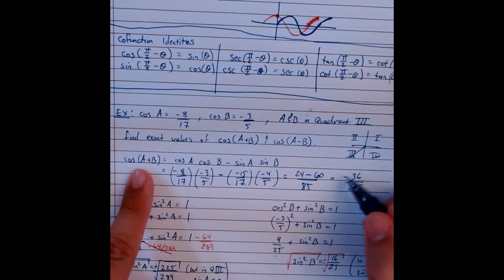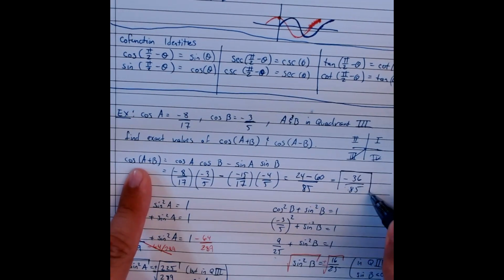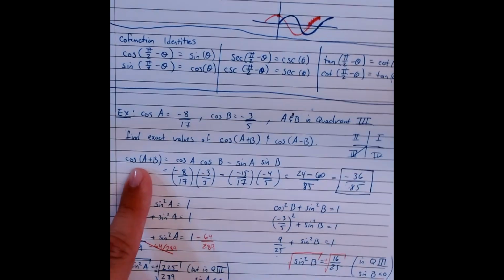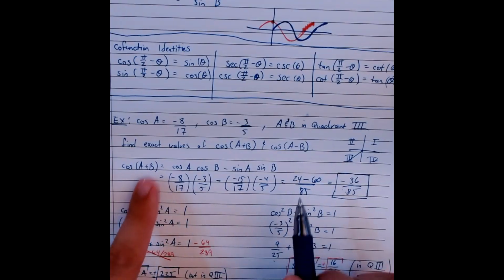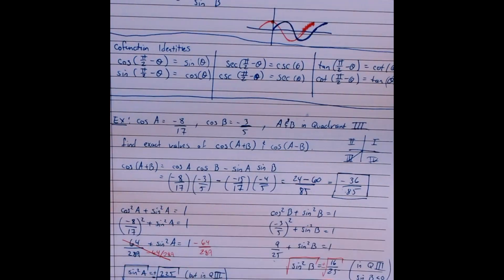So this is the cosine of A plus B. Notice that we never found out what A was, nor did we ever find out what B was, and we definitely don't know what A plus B is, but we can still find the cosine of that angle by using the sum formula for the cosine.